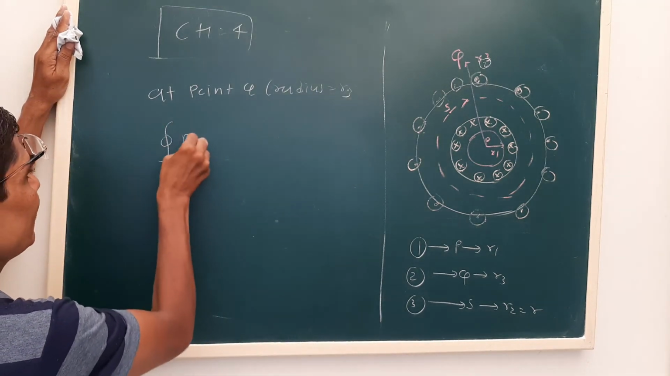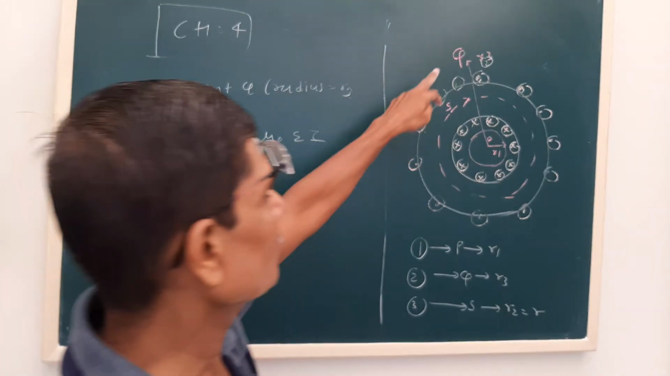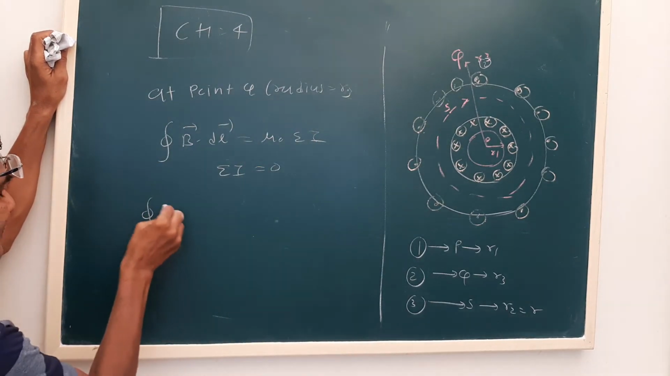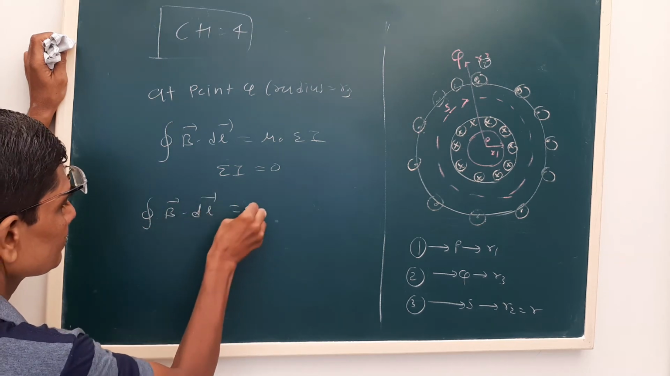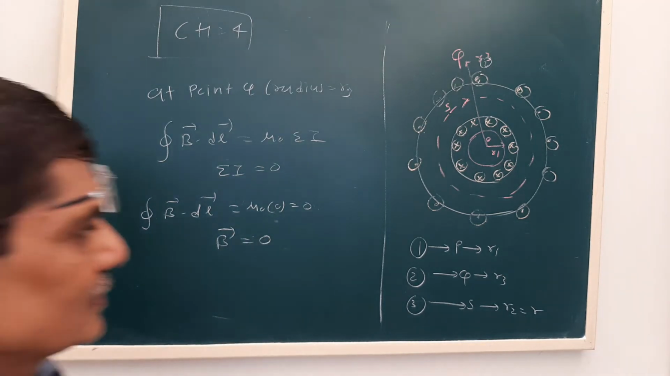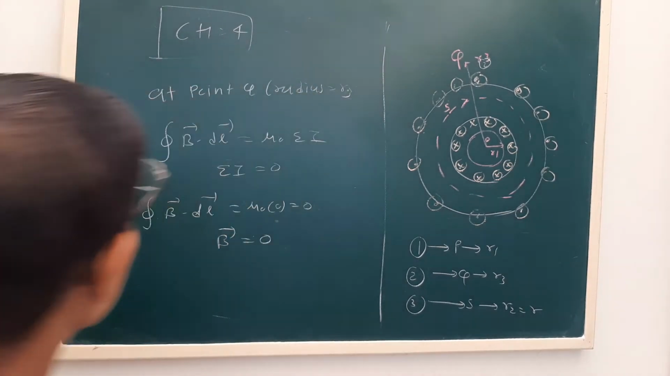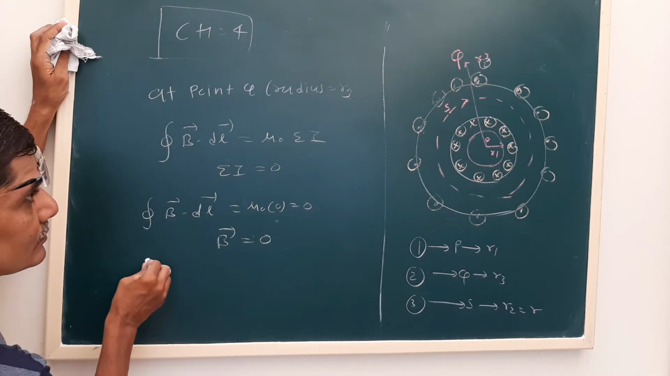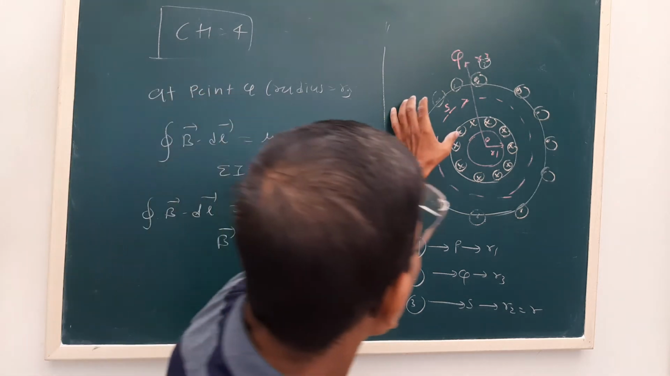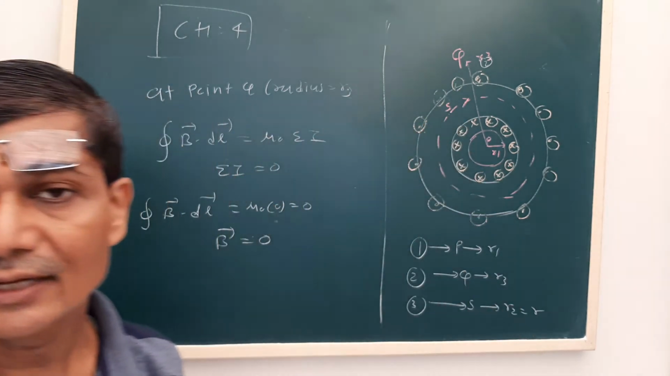Again, B dot dl equals mu 0 into sigma I. We can see here also, no current flows, so sigma I is 0. So we can write B dot dl equals 0. So at a point Q, which has an Amperian loop of radius R3, the magnetic field is 0. Now at point S, as I told, the uniform magnetic field exists between these two regions and point S is lying within that region.